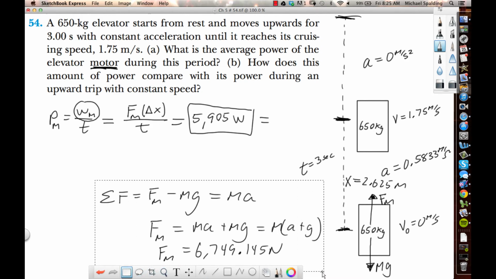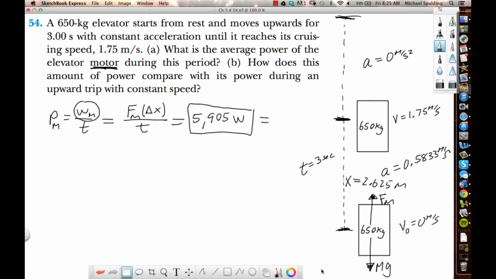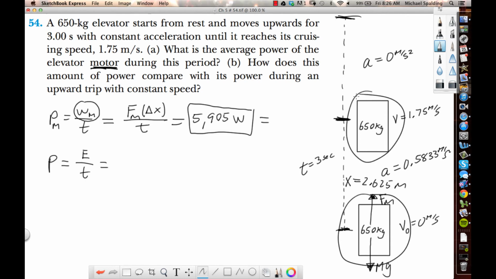What's the other way to look at power? You could have said, I prefer to do this. Power is energy per time. Well, look, this elevator, as the elevator goes from here to here, what type of energy is it gaining?